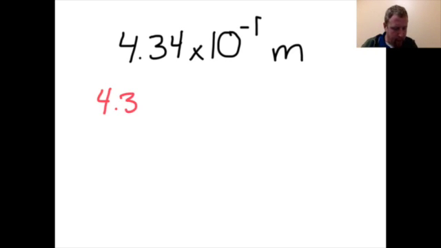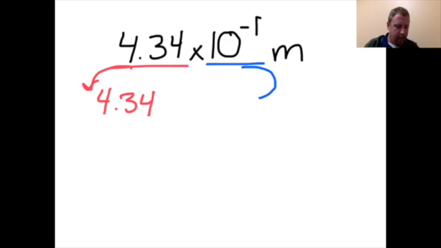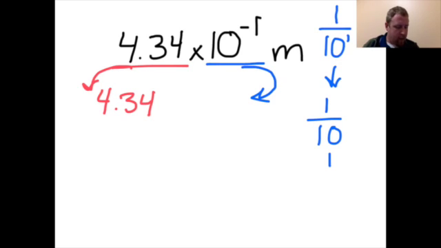So the first part is going to be 4.34. So we're just basically copying this right down. The second part is taking what we have here, copying it down here into decimal notation. Okay? Well, 10 to the negative 1 is the same thing as 1 over 10 to the first, which is the same thing as 1 over 10, which is the same thing, okay, make this very clear, as 0.1. So really what's happening is we're taking 4.34 and we're multiplying it by 0.1.